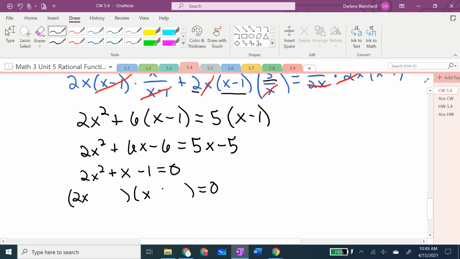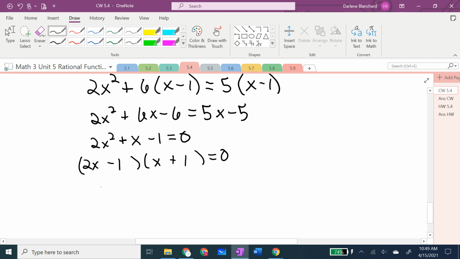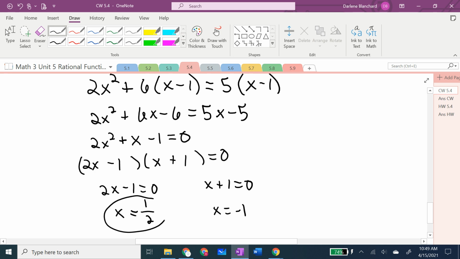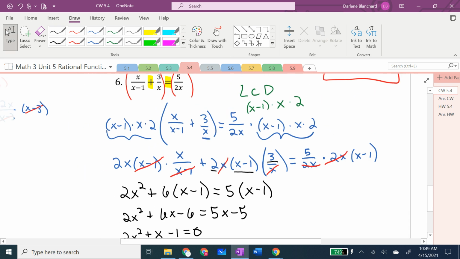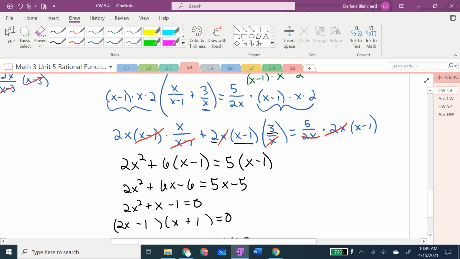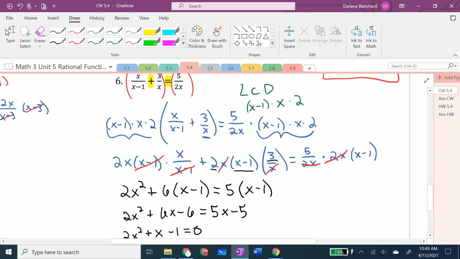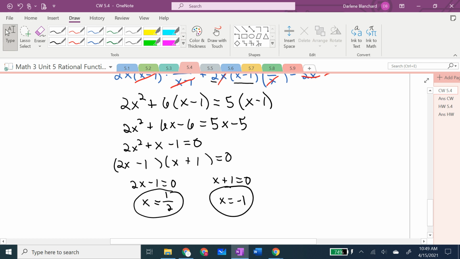And this is going to go a +1 here and a -1 there. So set each individual factor equal to 0. And then I'm going to add 1, divide by 2, and subtract 1. And I get 2 possible solutions. Let's make sure that that does not make any original denominator 0. And I think we are good. We have 2 answers.